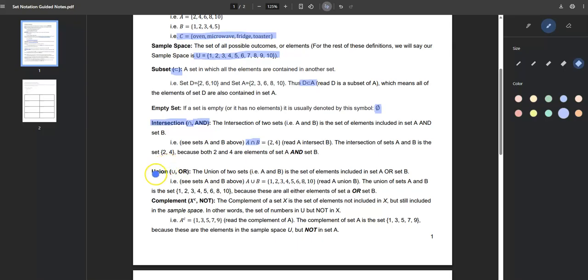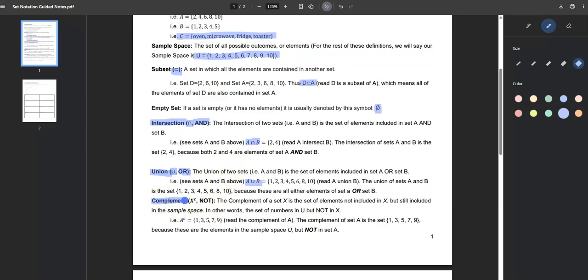Okay. The next one is union, and that's that little U, or we use the word "or." The union of two sets is the set that includes elements or objects from set A or B. So, for example, if I have A union B here, I have 1, 2, 3, 4, 5, 6, 7, 8, 10. That means that those objects are part of one or the other, but not necessarily both. They could share them, but it's one or the other. Okay? We'll get into some examples. I think some of these make a little more sense.